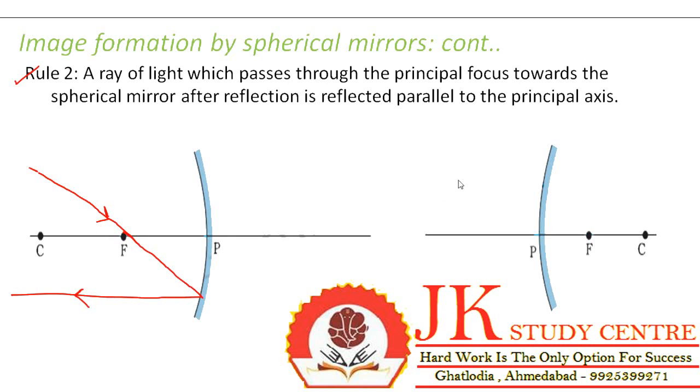So what will happen in case of a convex mirror? Again, if you have a ray of light which appears to pass through the principal focus, like this, after reflection it will go parallel to the principal axis. Please remember that whenever you denote a ray of light, do not forget to put this arrow, because this arrow indicates the direction of the ray of light. So this is how it will happen in case of a convex mirror.